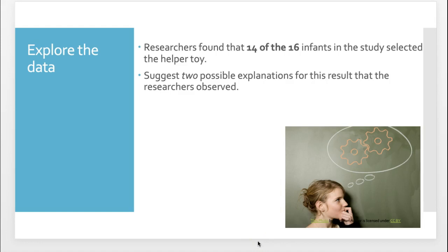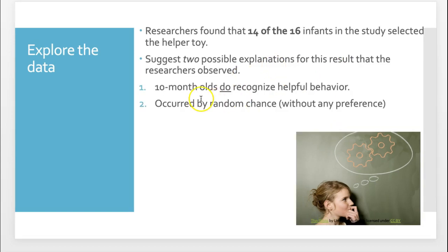In the data, the researchers found that 14 of the 16 infants in the study selected the helper toy. So this is pretty convincing evidence that perhaps babies do in fact recognize this behavior. One thing to think about is what are two possible explanations for this result that researchers observed. Well, it could be that 10-month-olds do recognize helpful behavior. Therefore, they're more likely to select the helper. Those two that didn't, maybe they're future sociopaths, I don't know, future Dexters or something. But that could be a chance that they do.